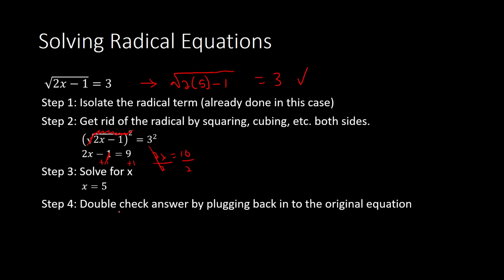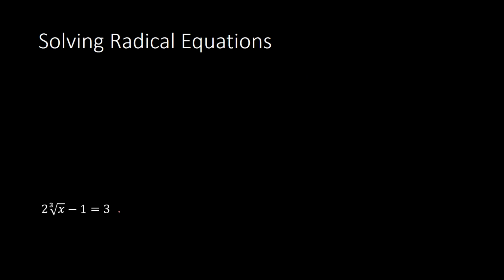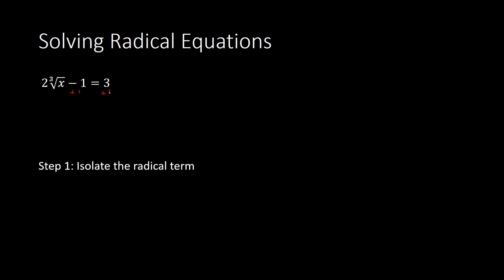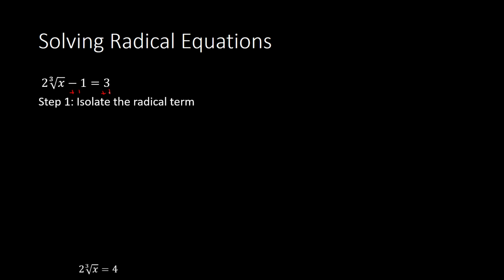Here's another example where now we have a cube root. So remember, step 1 is isolate the radical term. So to isolate, I need to add 1 to both sides. So step 1 is isolate. We add 1 to both sides. We now have 2 times the cube root of x equals 4. Step 2, now we've isolated, we can raise both sides of the equation to some power.